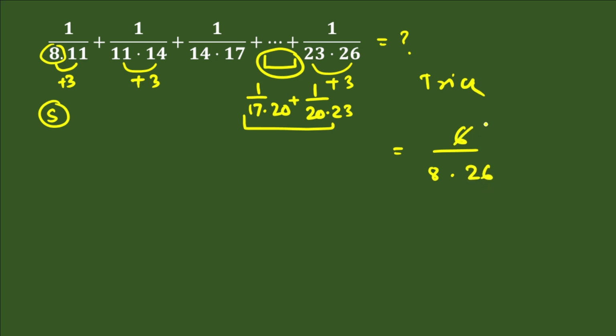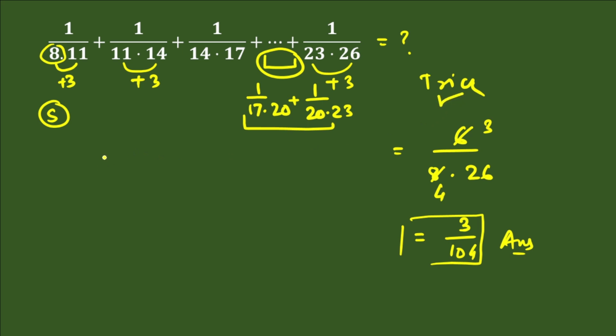Now 2 3s are 6 and 2 4s are 8. Now the answer here will be 3 divided by 26 multiplied by 4, which is 104. So this is the answer of this problem. So fine, this was the tricky method.